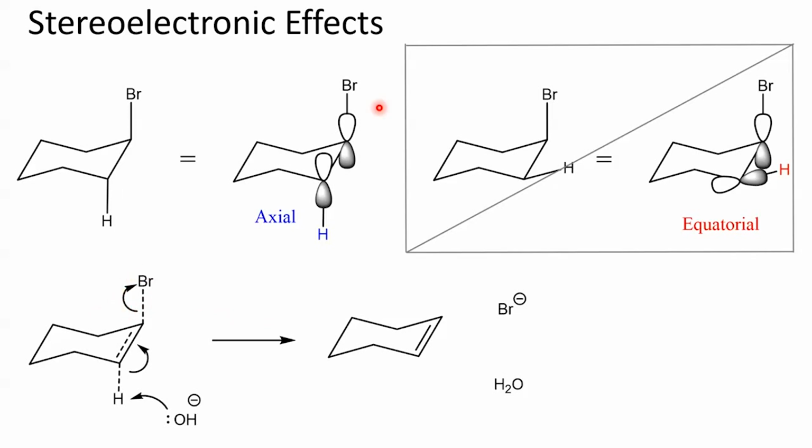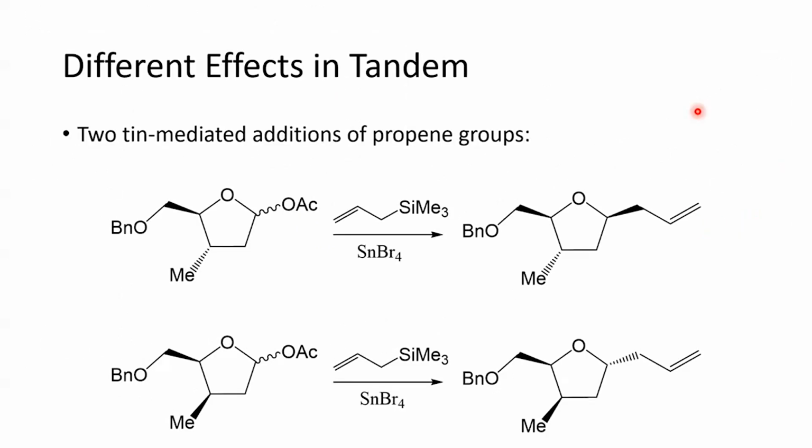So the selection of the hydrogen by the base comes down to this proper alignment of orbitals, which we can think of as a steric decision governed by electronic effects.